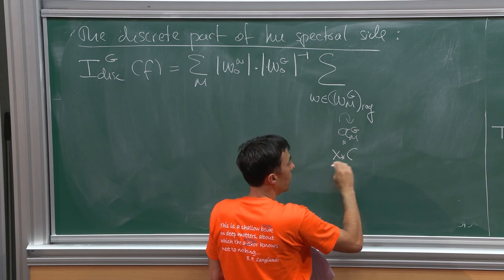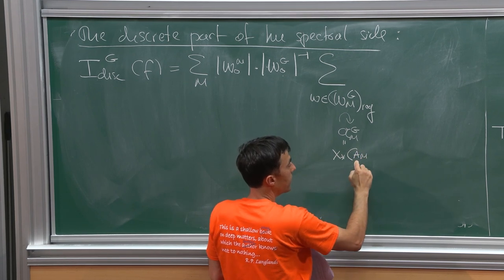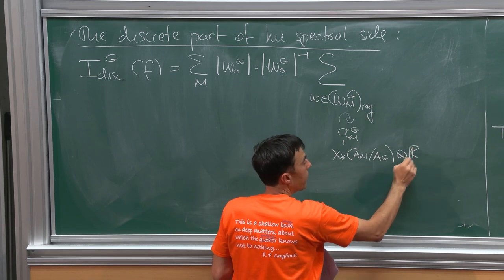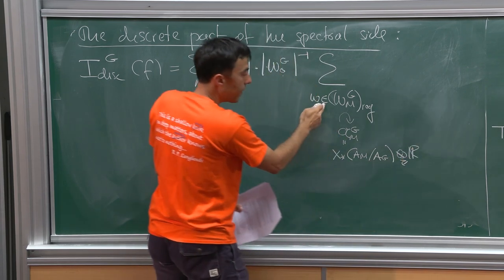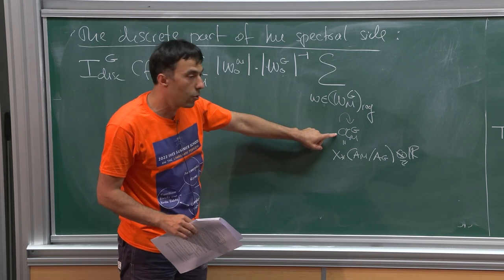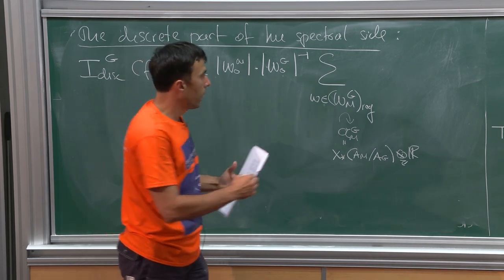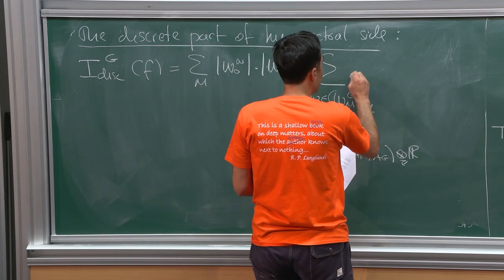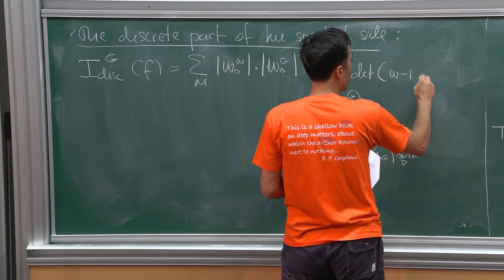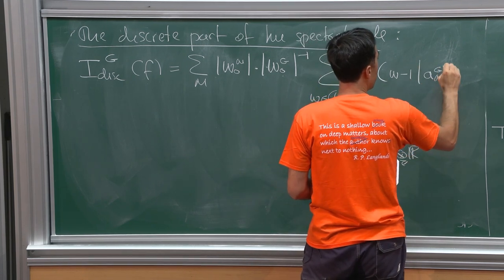This is the co-characters of the split part of the center of the Levi module, the split part of the center of the G tensored up to R. This Weyl group acts on it, and the regular part is precisely those elements that have no non-trivial fixed points here. If we have such an element, we can take the determinant of W minus 1 on this vector space.